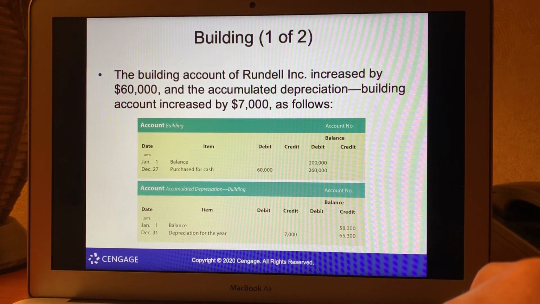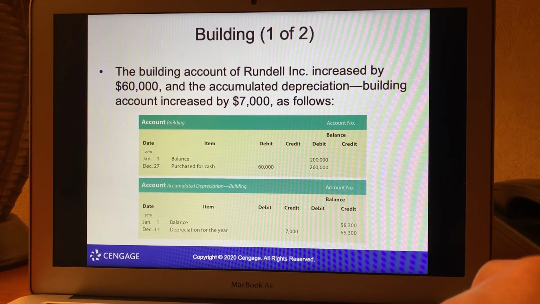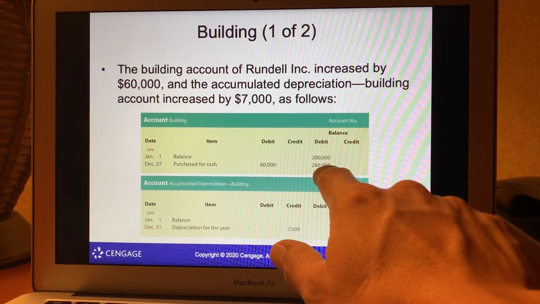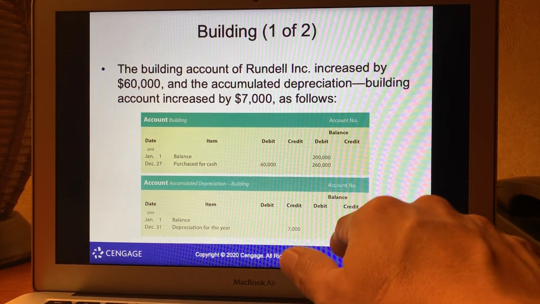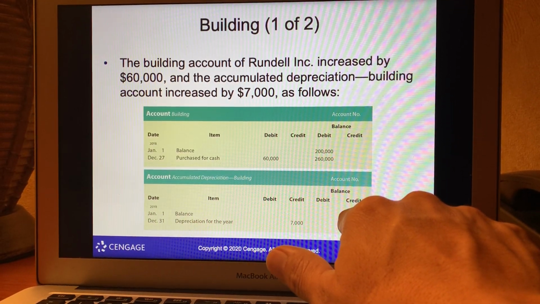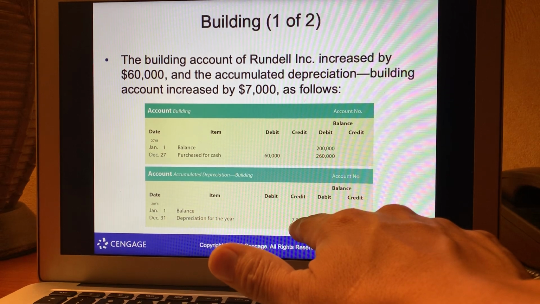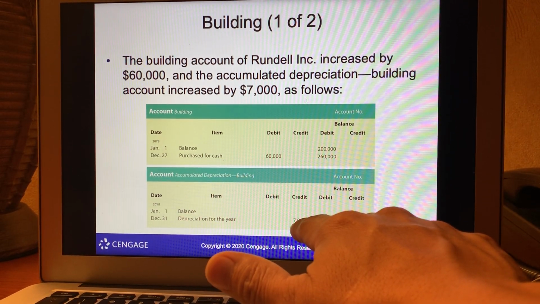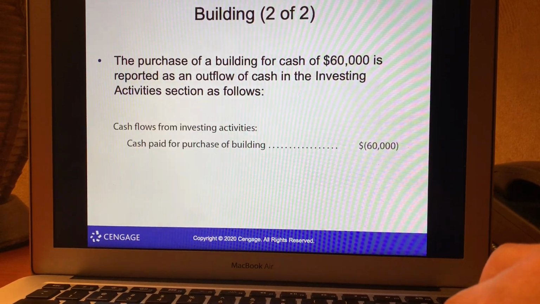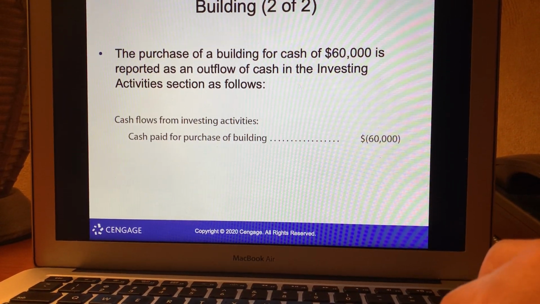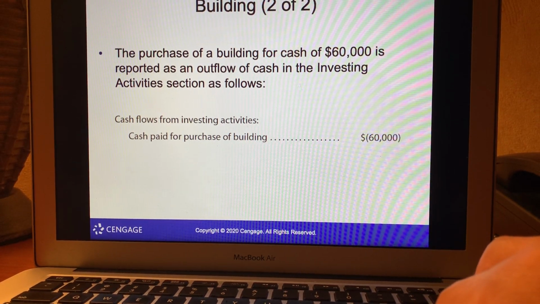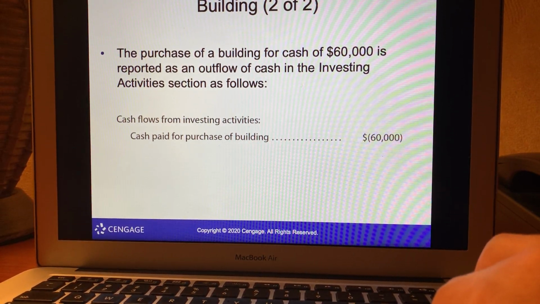And then here's the building. Okay, so 20,000. So we purchased for cash, so it takes our balance to 260,000. Our depreciation was 58,000. So we deducted 7,000 or credited 7,000. So our balance is now going to be 65,300. So then here's the cash flows from investing activities. Cash paid for purchase of building will be decreased by 60,000.